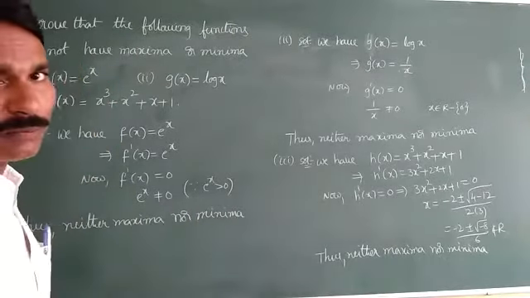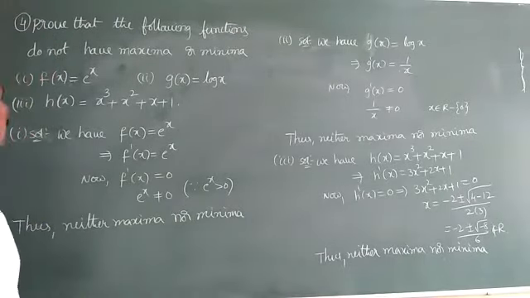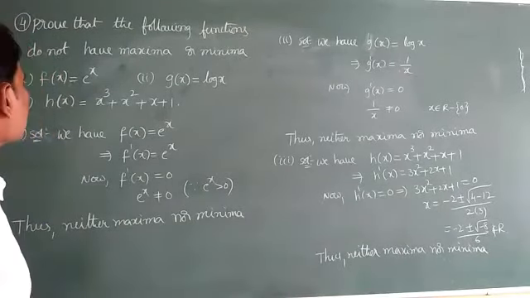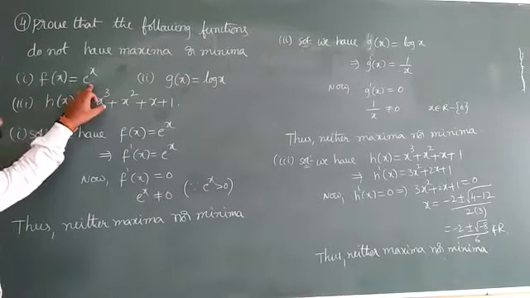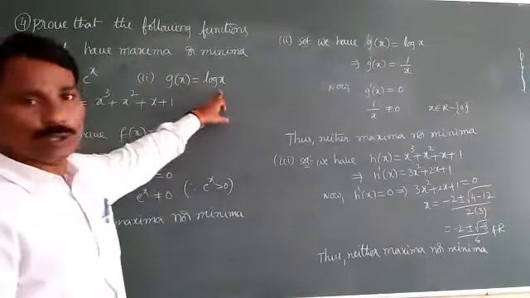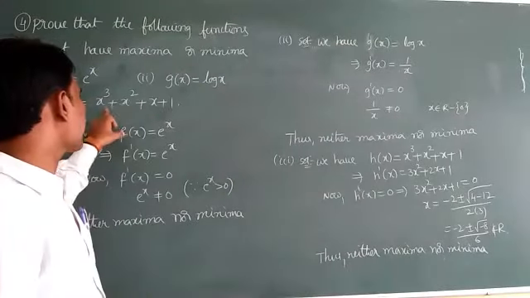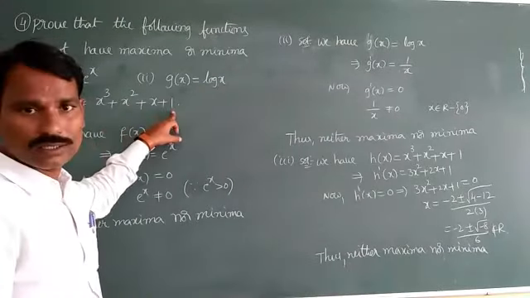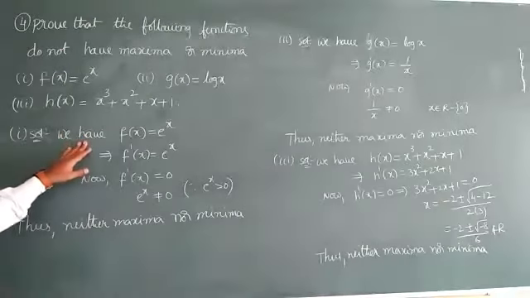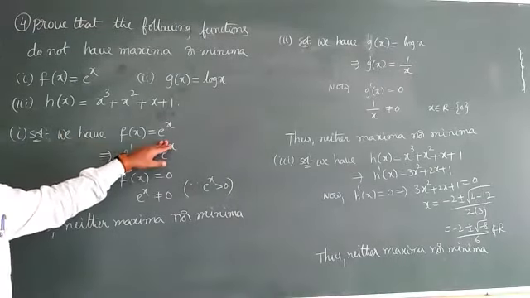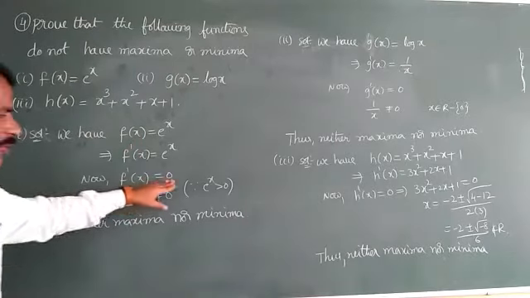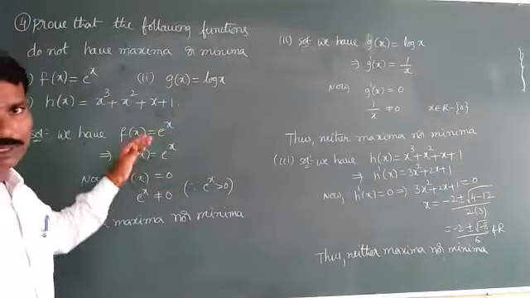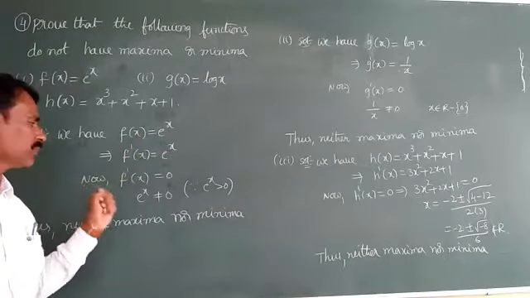Next, fourth problem in this exercise. Prove that the following functions do not have maxima or minima. f of x is equal to e power x, g of x is equal to log x, h of x equal to x cube plus x square plus x plus 1. We have f of x is equal to e power x. The first derivative of the function is e power x, and the first derivative equal to 0. This is our condition to find the maximum or minimum.